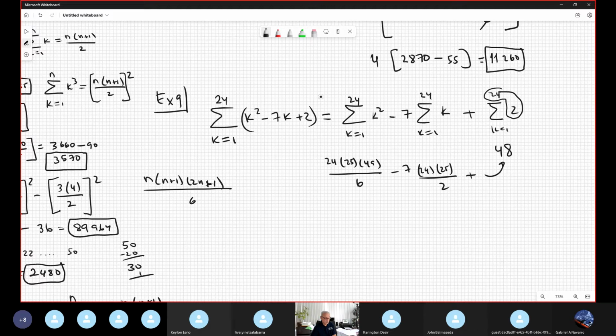The answer of this part is 4,900. The answer of that part after the multiplication is 2,100 plus 48. And the final answer is 2,848. Boom.